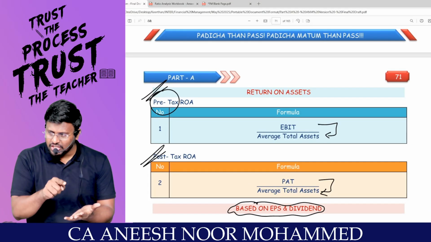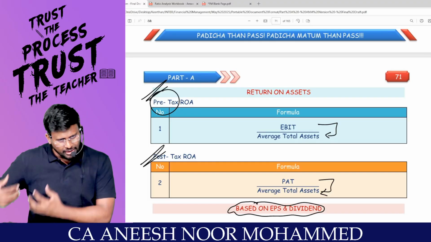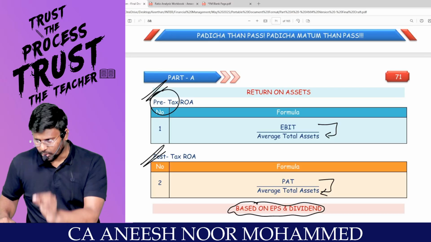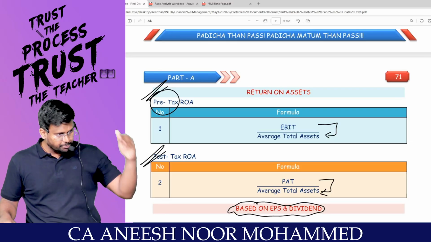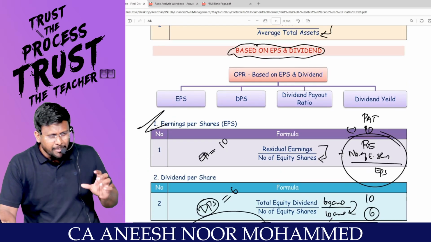Sir, asset will generate EBIT. Are you really with me? Yes, sir. So the profit before tax is EBIT divided by average total assets, whereas profit after tax divided by average total assets. Right, sir? Now I am coming to the performance.